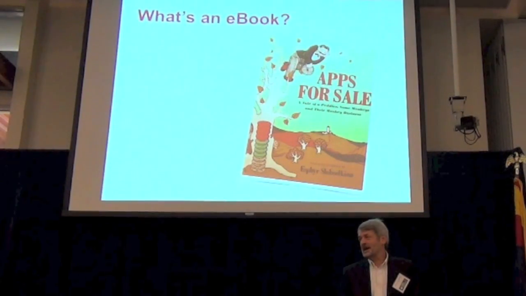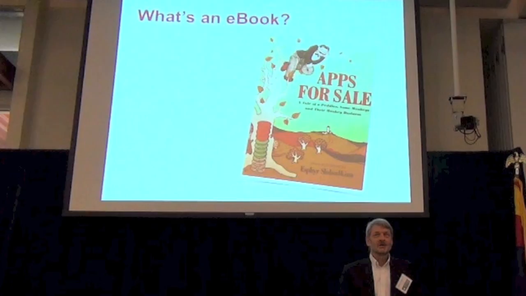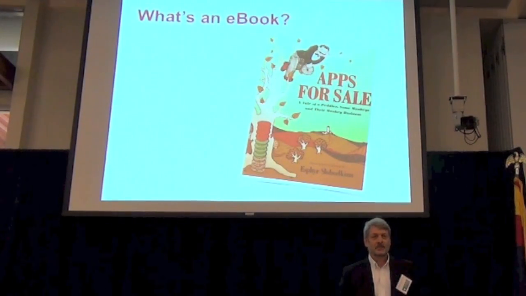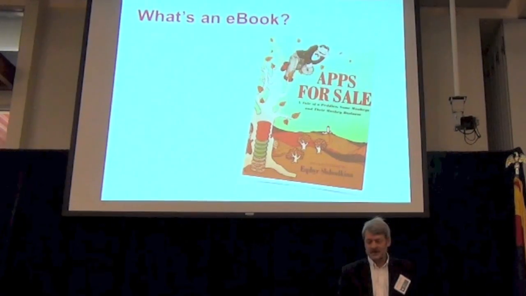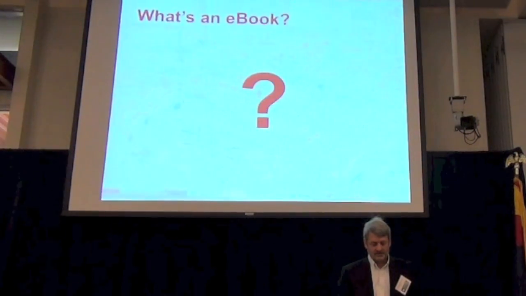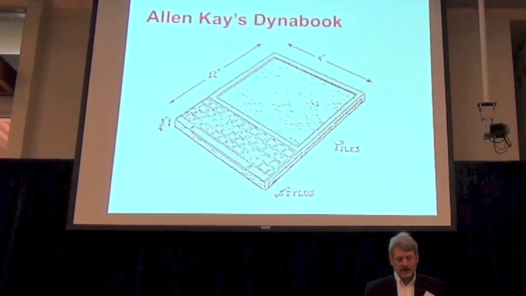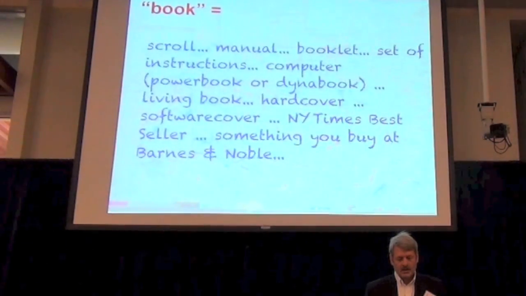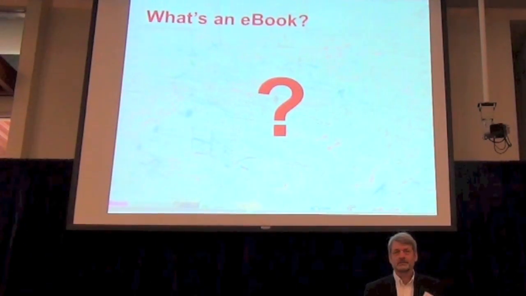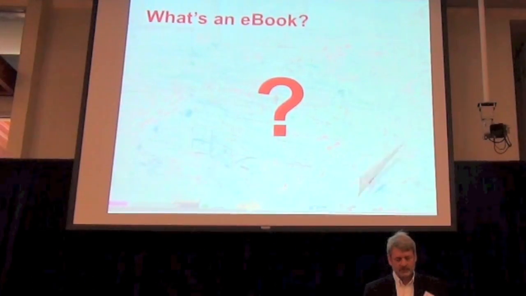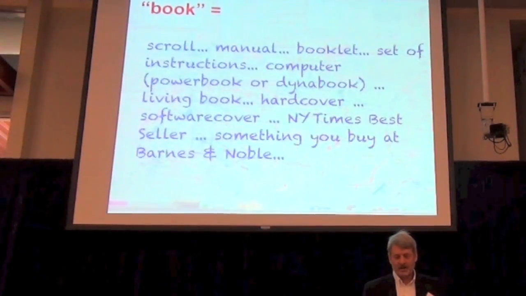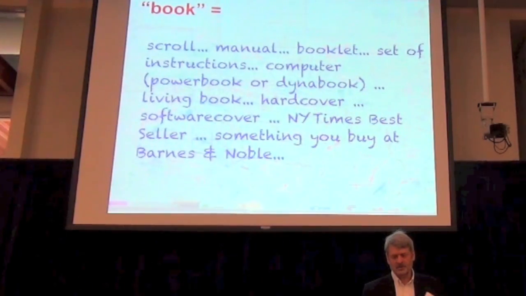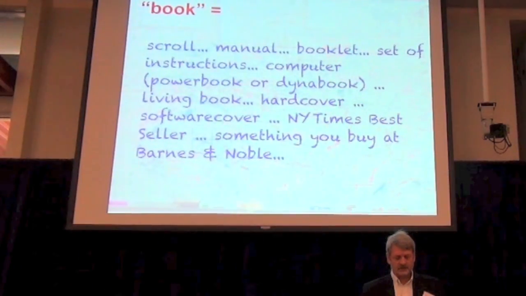And so I pose that back at you, being a constructivist. What is an ebook? Help me out. Since I only have 20 minutes, I'm going to jump in. Let's first break it apart, shall we? E and book. We know what a book is. A book is a scroll of paper, right? Other things that you might call a book: a manual, a booklet, a set of instructions.